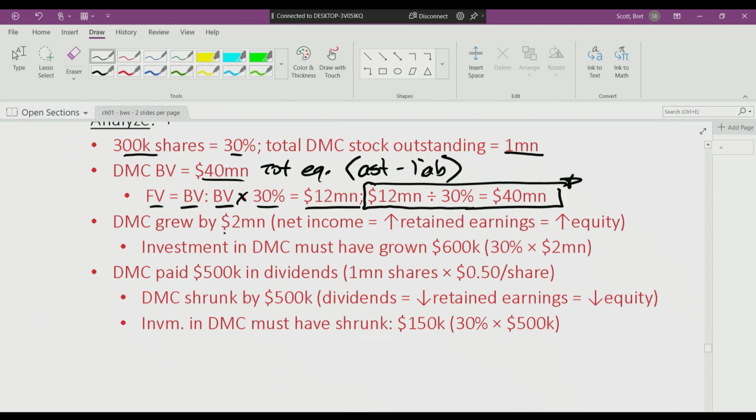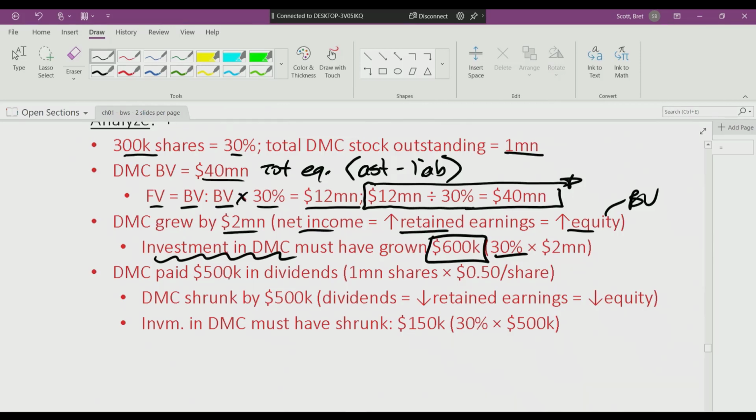DMC grew by $2 million. That is, their overall equity increased by $2 million. How did it do that? Well, it had net income of $2 million. Net income increases retained earnings, which increases equity. So the overall book value or equity of DMC increased by $2 million. Guess what? I have a 30% stake in that, which means that my investment in DMC must have also grown by $600,000, or 30% of $2 million. I'm mirroring to some extent what the subsidiary is doing.